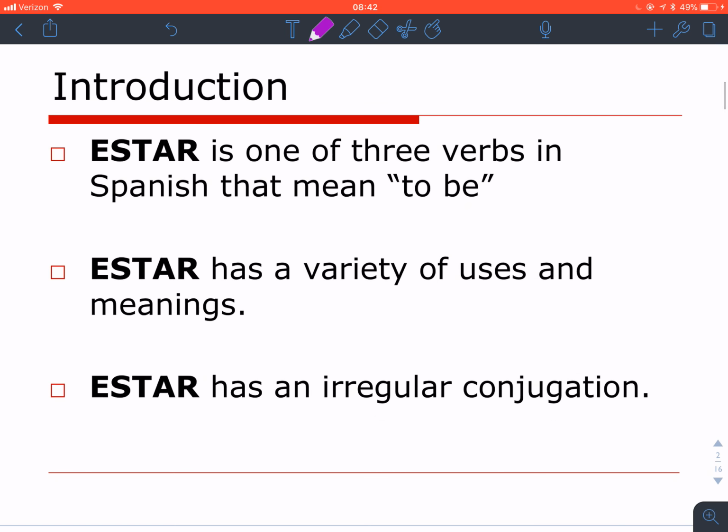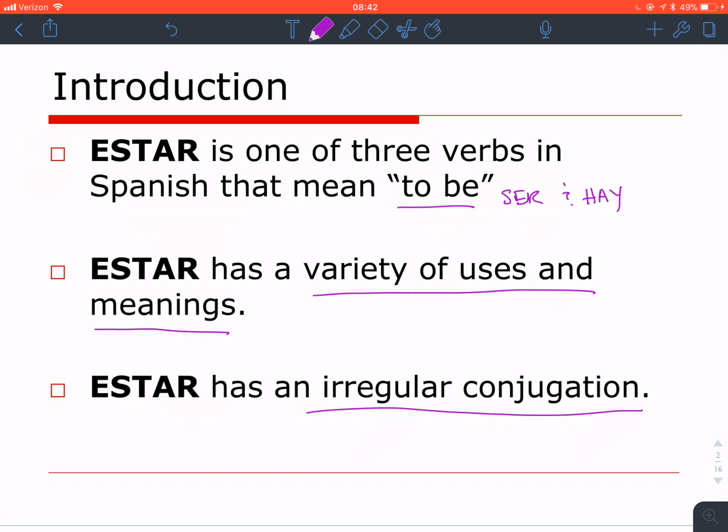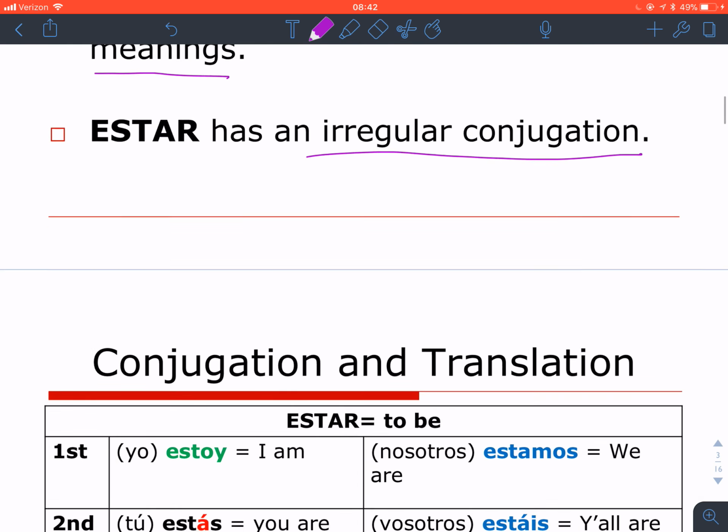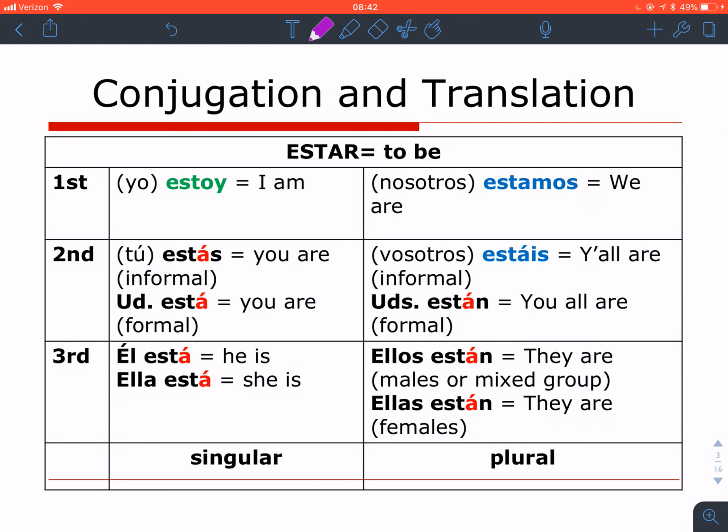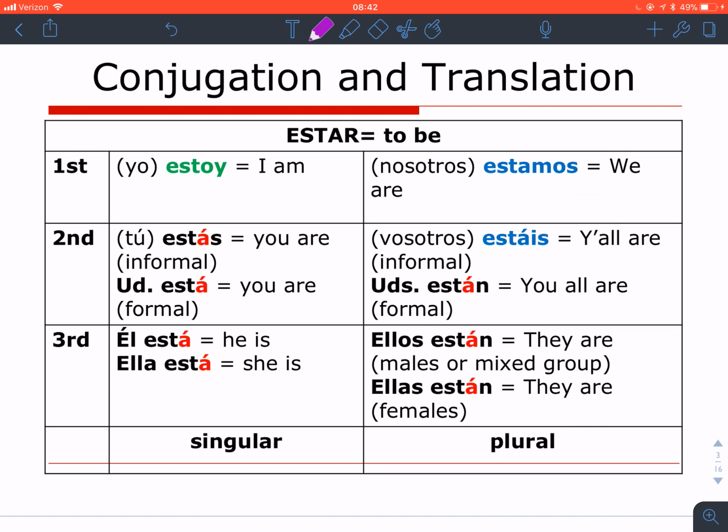Estar is one of three verbs in Spanish that mean to be. The other verbs that we've seen before are ser and ir. Estar has a variety of uses that we're going to talk about today, and estar has an irregular conjugation. Let's have a look at the conjugation for estar.